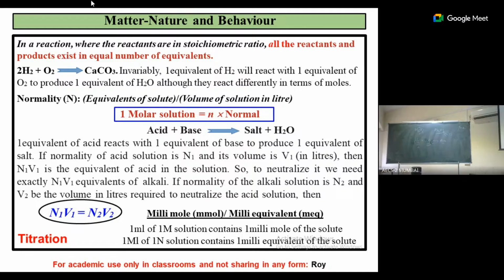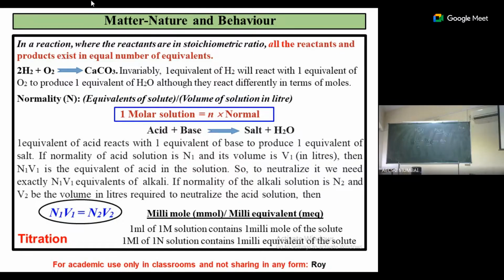Now you have to neutralize this acid. So how much equivalent of base is required? N1 into V1. Now suppose the strength of your base is N2. How much volume will you require? If you require V2 volume, then N2 into V2 is the number of gram equivalents of base. By the law of equivalence, N1 V1 has to be equal to N2 V2. Okay, completely neutralized. And this method of neutralizing an acid with a base is called titration. Usually you use an indicator which shows whether the endpoint is reached or not.